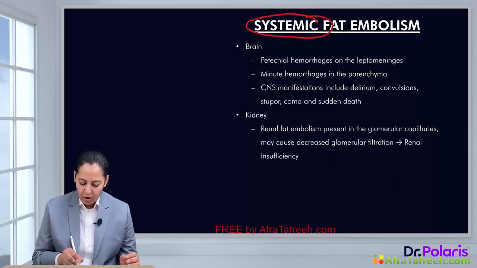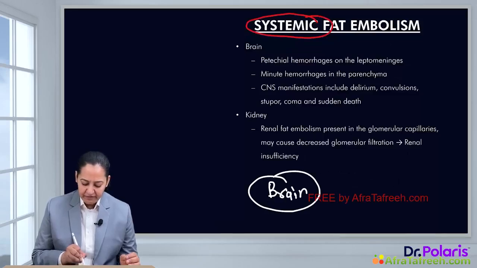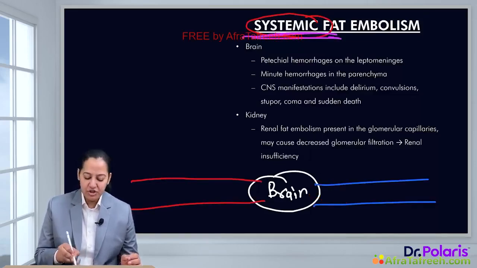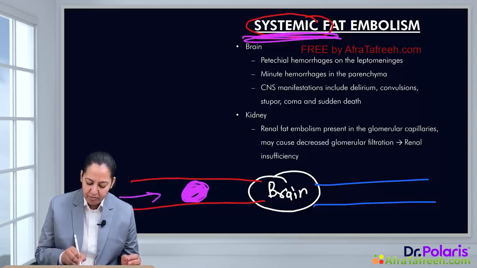So imagine this is the organ. If this organ is the brain, and the embolus is present in the artery, this is the artery of the brain, this is the vein of the brain. I'm saying the embolus is present in systemic circulation, which means it is present in the artery. So you tell me, if the embolus is present in the artery of the brain, it is causing obstruction of blood flow in the brain.